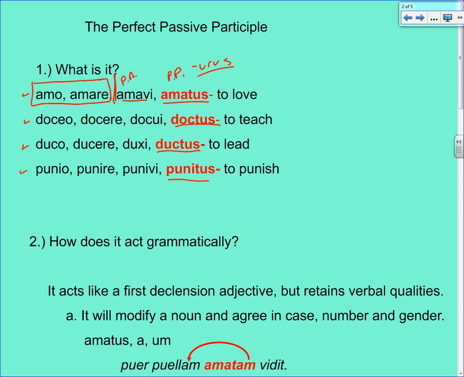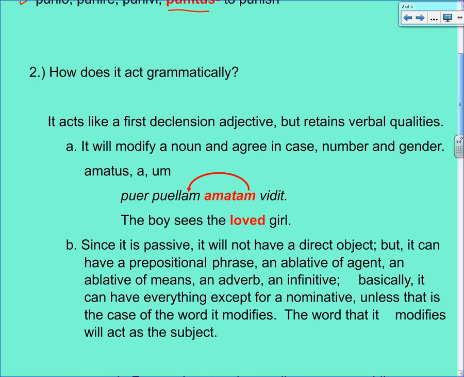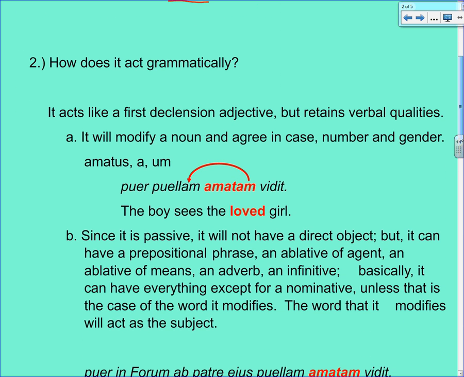Now, how does it act grammatically? How does the perfect passive participle act grammatically? Well, the first thing we have to understand is it acts like a first declension adjective. So just like we have a word like laetus, a participle like amatus will also act like a first declension adjective. So perfect participle amatus is going to act just like laetus.